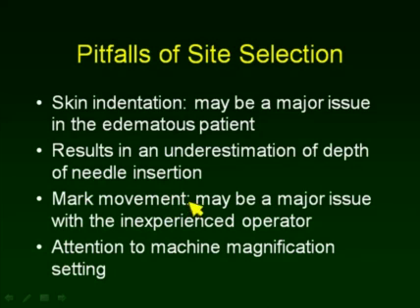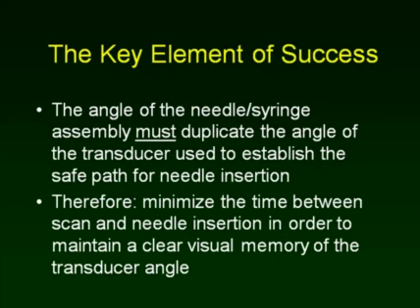Sometimes in patients who are very skinny, the skin can be very mobile. So the inexperienced operator will put traction on the skin, pull it a few centimeters to one side, make the mark, and then release the skin, and the mark moves to a completely different position. So it's very important for the operator to hold the skin in neutral position. Machine magnification can sometimes confuse the inexperienced operator. They'll think it's much closer or further than it really is, so they need to attend to that.